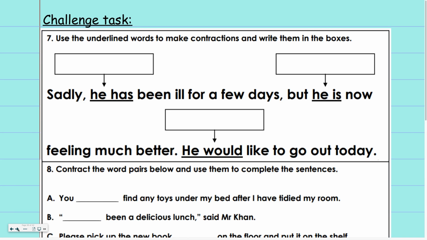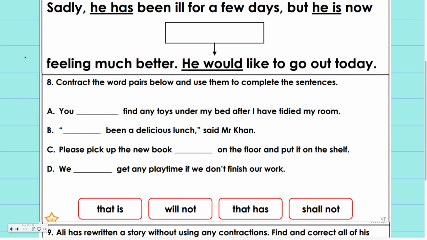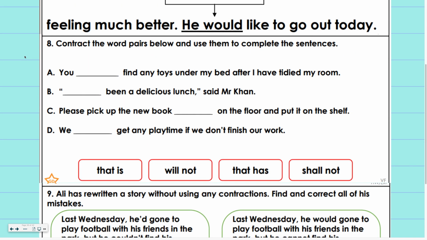Okay, so here are the challenge questions. We've got question 7 here. So pause the video for that one. So write those sentences into your books using the contractions for the underlined words. And number 8, you're being asked to contract the word pairs below and use them to complete the sentences. So you've been given the word pairs, contract them down first of all, write them in the sentences and write them into your book. Those sentences A, B, C and D.